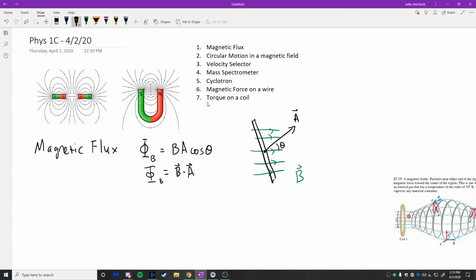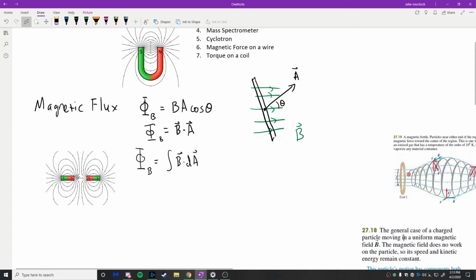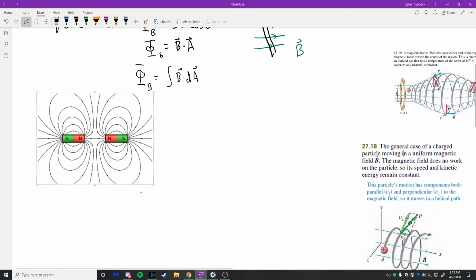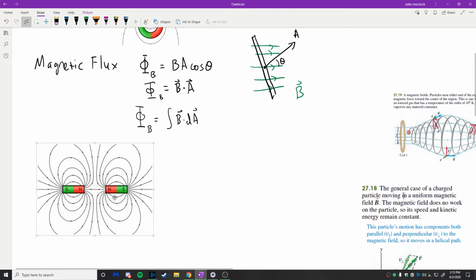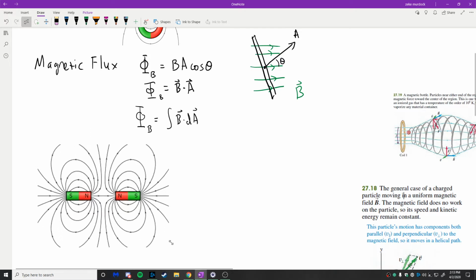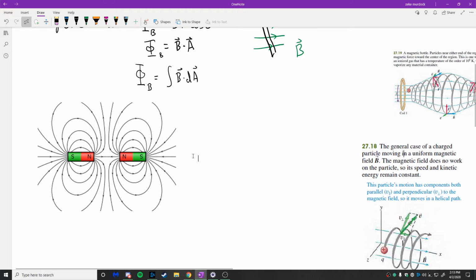More generally, if your surface is not flat like this, then we have to use the same kind of thing that we did with electric flux, where we define this to be some type of an integral of B dot dA, just as we did before. Now, I put two examples of magnetic field lines here because I wanted to talk to you guys about one of the properties of magnetic flux that's kind of interesting. So this is a set of two magnets that are pointing north end to north end, and the lines that are drawn here are your magnetic field lines, right?